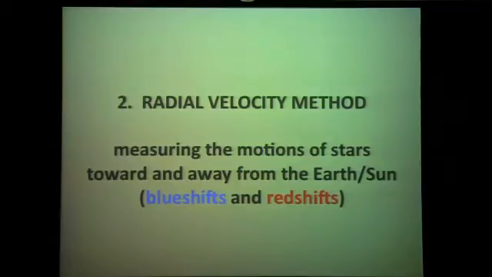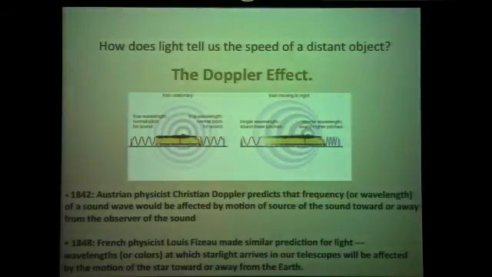So in this technique, we're not looking to see the actual star move. We're measuring the velocity of the star, toward or away from us. Toward means a blue shift, away means a red shift. And you are a little bit more familiar with this terminology called the Doppler effect.